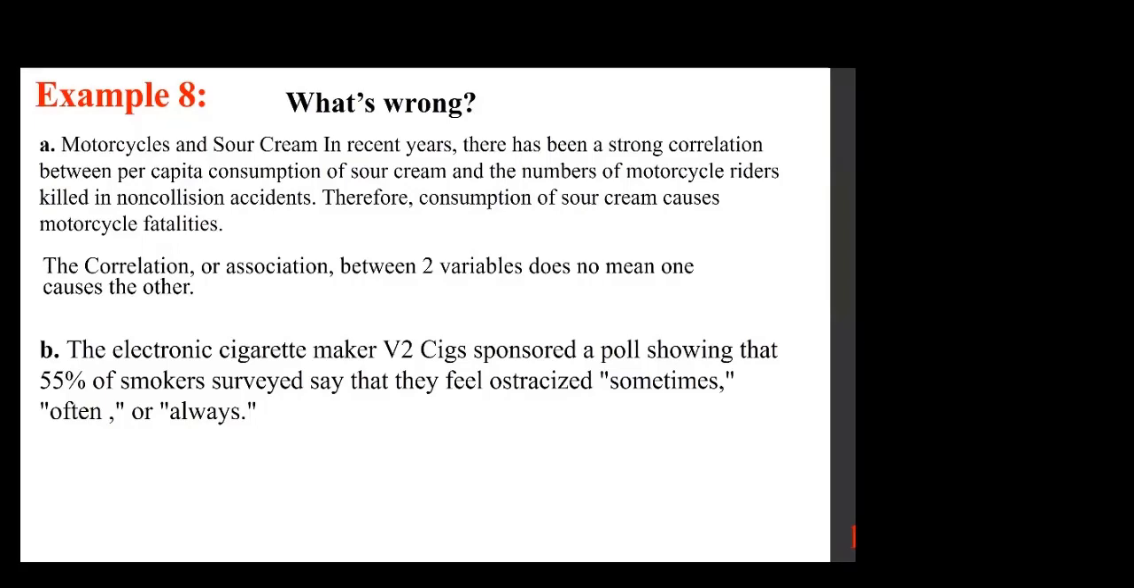It doesn't mean anything. The electronic cigarette maker V2 Cigs sponsored a poll showing that 55% of smokers surveyed say that they feel ostracized sometimes, often, or always. The source sponsor would have been interested in the poll results. Yeah, exactly. The point being, what is the source? It is extremely important. Obviously, there is a lot of news that you find on social media nowadays. And it's becoming harder and harder to distinguish between the truth and what's being made up on a daily basis. So you want to be careful.